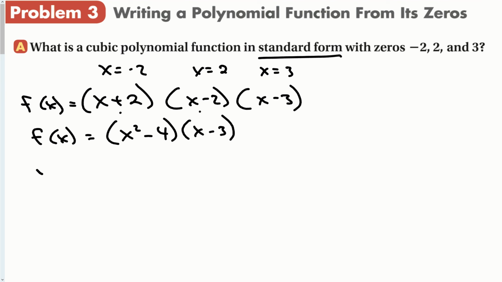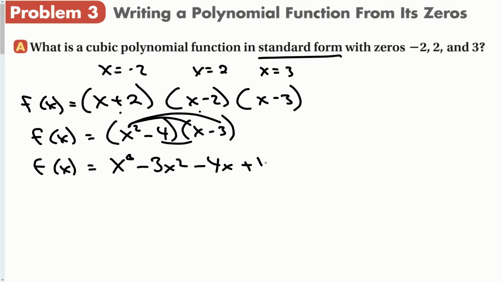Right? And then when we FOIL these together, we get x to the third with my first terms, my outside minus 3x squared, inside minus 4x, and last is plus 12. Okay, so not much to that, right? We have 3 zeros, we're going to have a third degree function. We just have to multiply all the factors together. And that gives me my cubic polynomial. Look, cubic polynomial of 4 terms, even though that doesn't look like a 3.